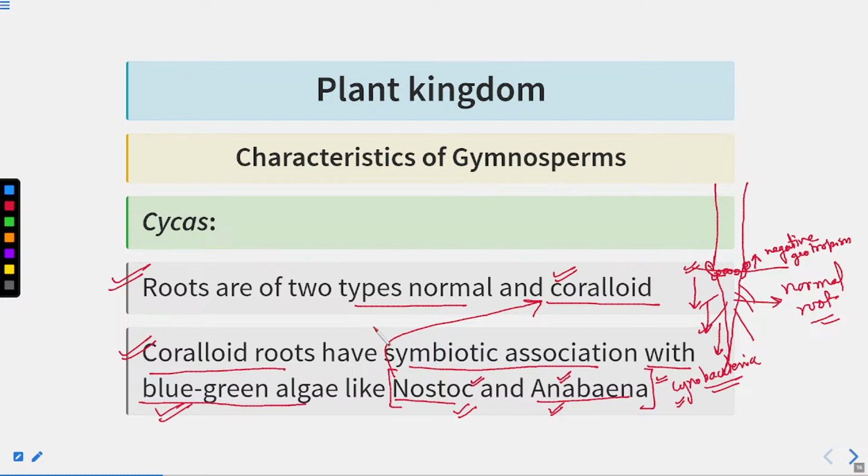So two types of roots are present in Cycas: normal root and coralloid root. Normal root shows the positive geotropism phenomenon. Coralloid root shows the negative geotropism phenomenon. Coralloid roots have blue-green algae or cyanobacteria, for example Nostoc and Anabaena. So please remember that coralloid root is present in Cycas, right?